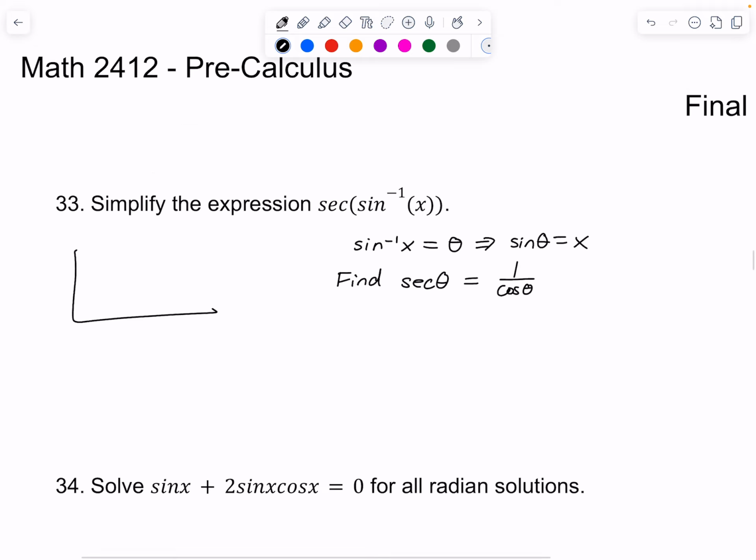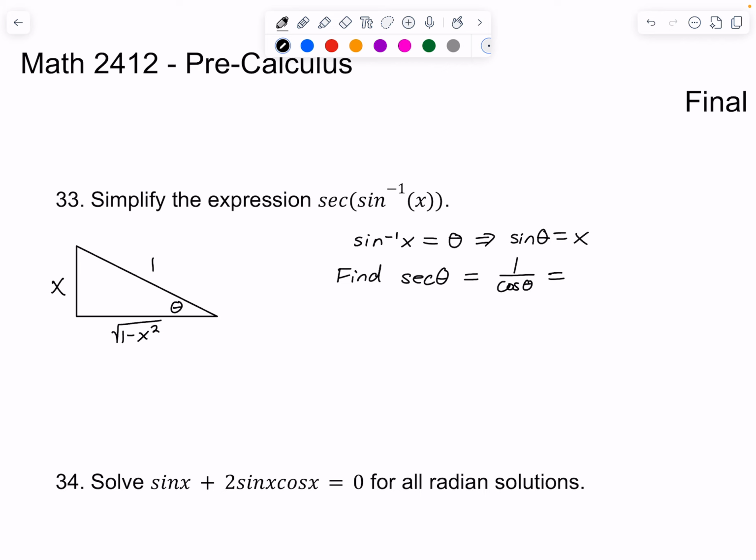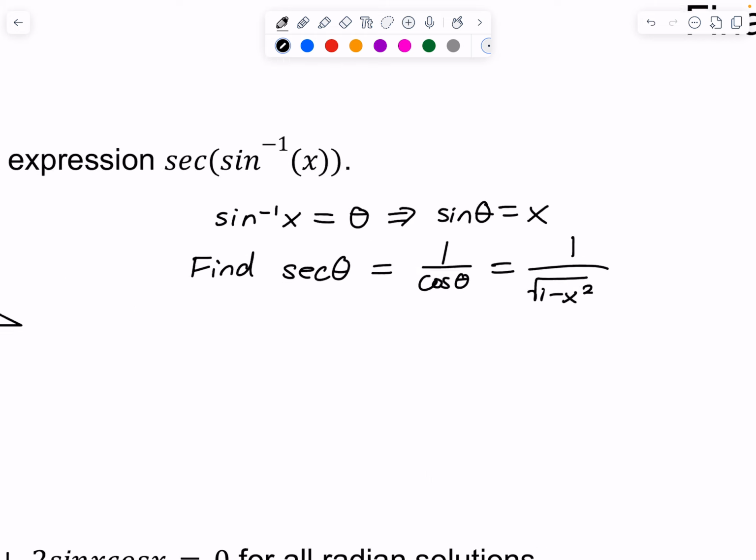So again, I'm going to draw a picture, and I'm going to label my theta. Sine is opposite over hypotenuse, so it's x over 1. And I can do the Pythagorean theorem to get that this side is the square root of 1 minus x squared. So 1 over cosine is going to be adjacent over hypotenuse, but flipped over, so it's opposite. No, sorry. So it's hypotenuse over adjacent. So the hypotenuse is 1, and the adjacent is the square root of 1 minus x squared.